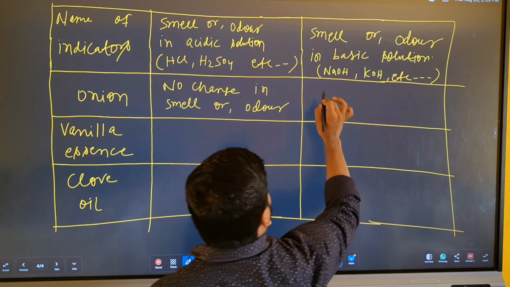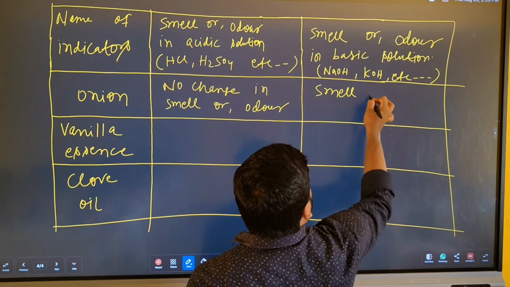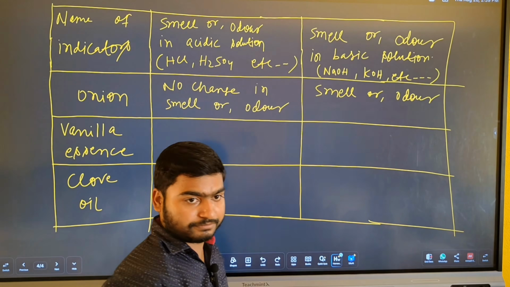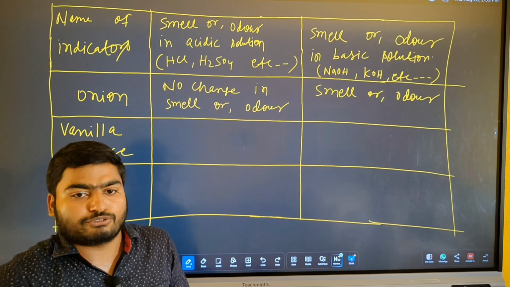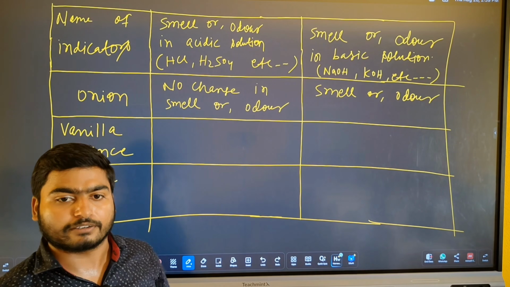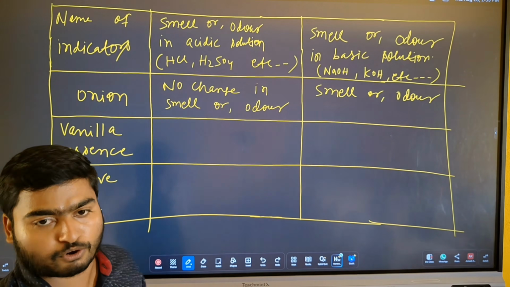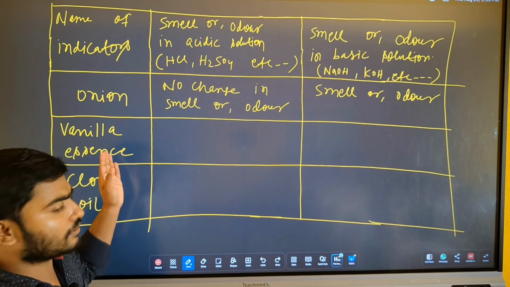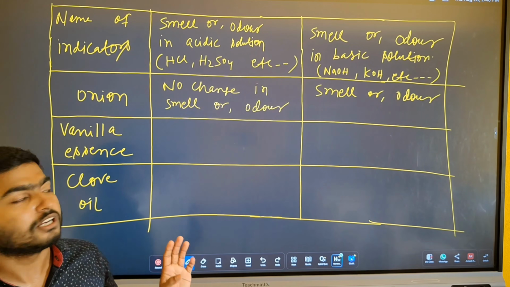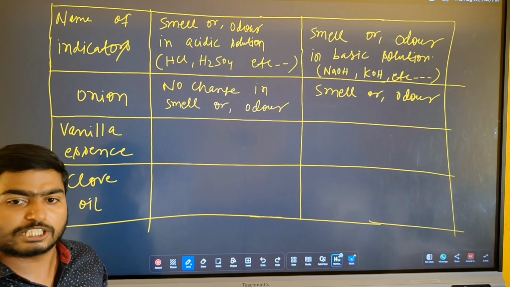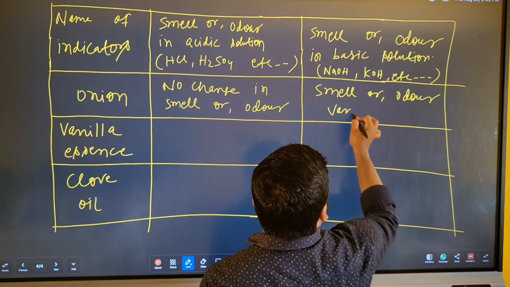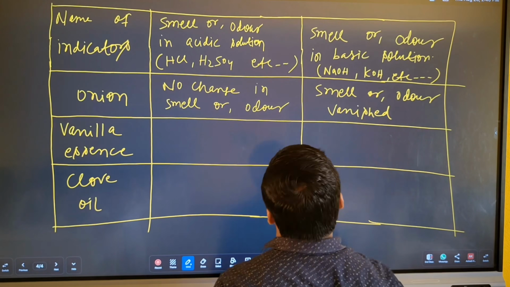And in this case, the smell or odor will be vanished. The smell will be completely vanished. You will not have any smell of onion when you put base with onion, or any of these, vanilla, clove oil. If you put base in these indicators, there won't be any smell of them. But in case of acid, there won't be any change in smell. That is what you have to write. So smell or odor vanished, you can write.